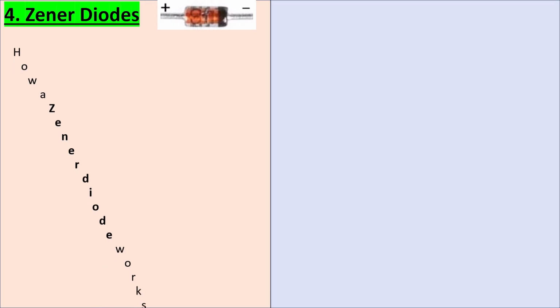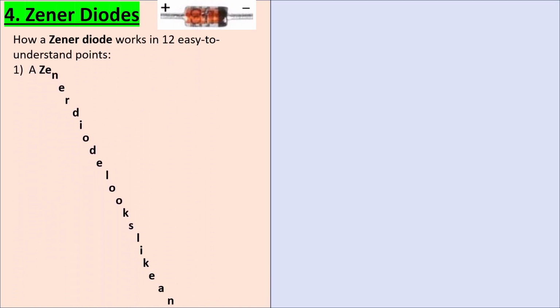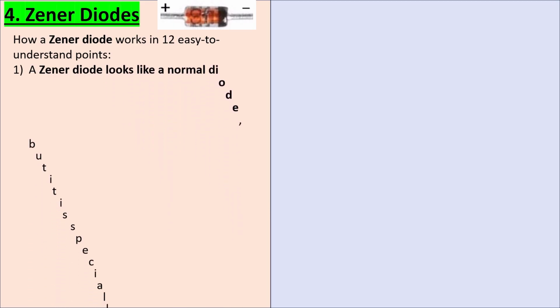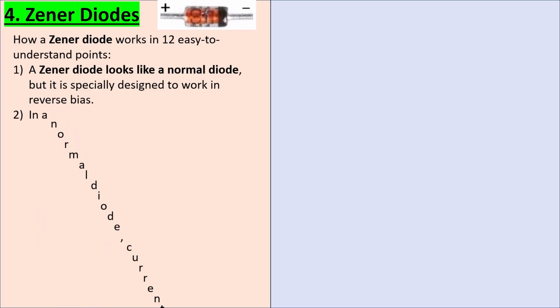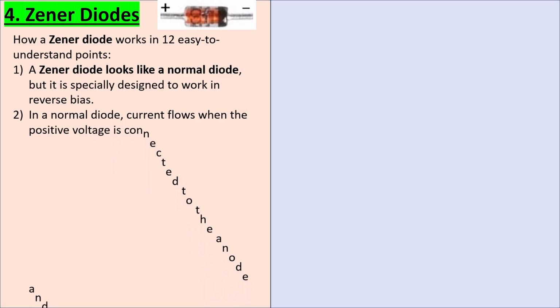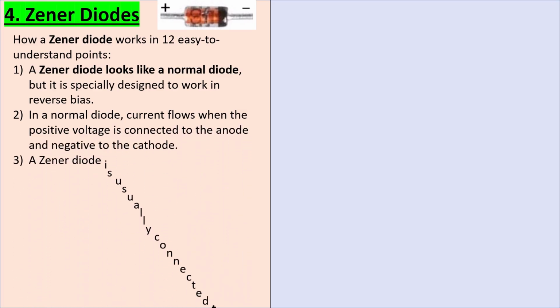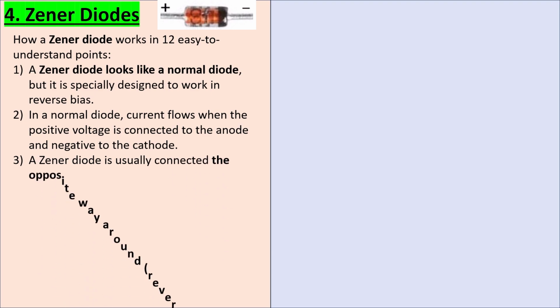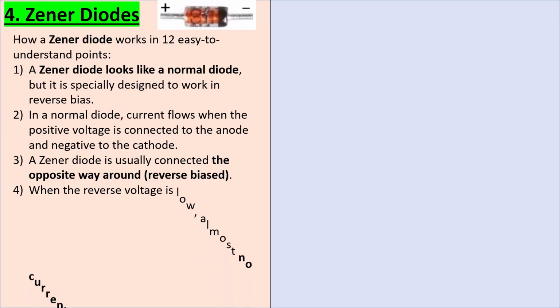Number 4, Zener diodes. That's a picture of a Zener diode, and you can see the black stripe shows negative. How a Zener diode works, in 12 easy to understand points. A Zener diode looks like a normal diode, but is specially designed to work in reverse bias. In a normal diode, current flows when the positive voltage is connected to the anode and the negative to the cathode. A Zener diode is usually connected the opposite way around, reverse biased.